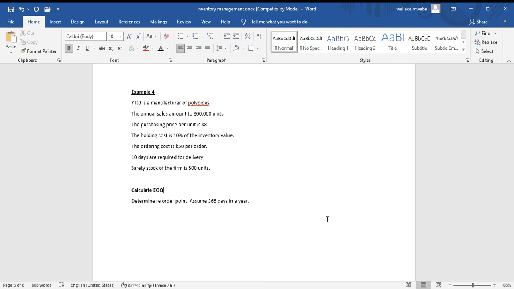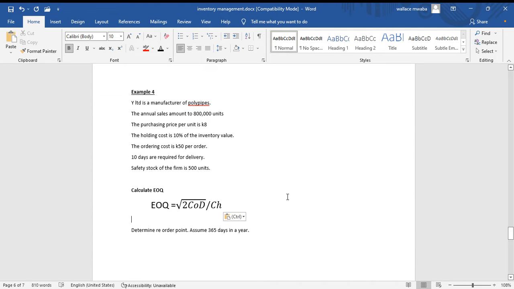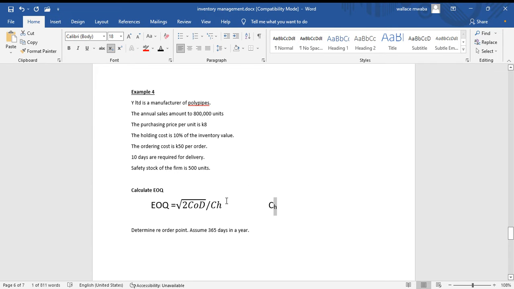So part one, first we have to calculate the economic order quantity, right? So we just put the formula here. All right, so our holding cost, they've told us it's 10% of the inventory value. So we'll say CH. Okay, CH equals, so say 10% is like 0.1, so we say 0.1 times 8, and we're going to get 0.8.